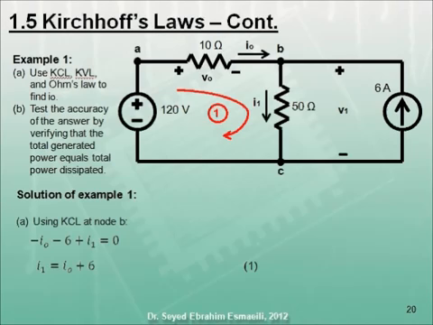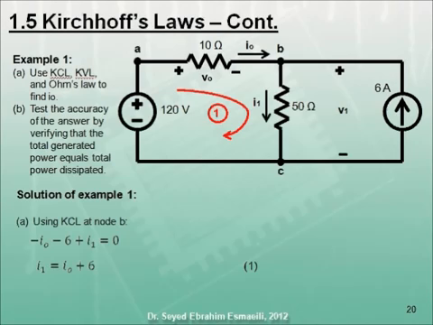We begin by assigning a current to the 50 ohm resistor as shown in the schematic. Call it I1. We also assign a voltage across the 10 ohm resistor. Call it V0. Since we have two unknown currents, I0 and I1, we must derive two simultaneous equations involving I0 and I1.